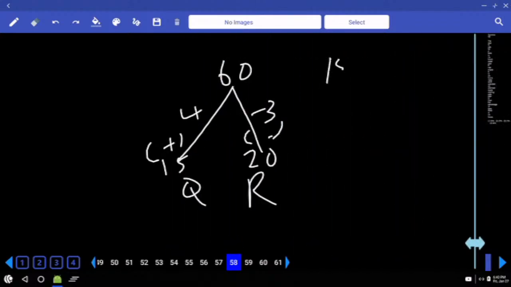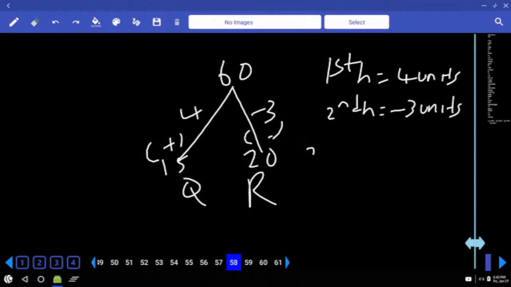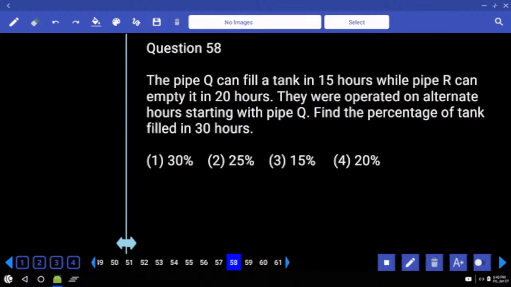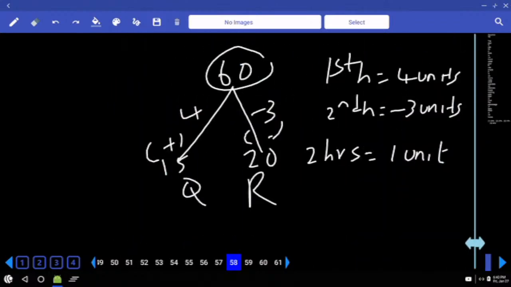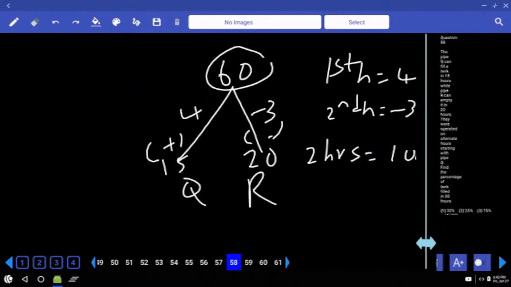First hour, Q will fill 4 units. And second hour, R will empty minus 3 units. In 2 hours, how much work are they completing? What is the total unit of work? 60 units has to be completed. Now he's asking, what is the percentage of the tank filled in 30 hours? Sorry, 30 hours.